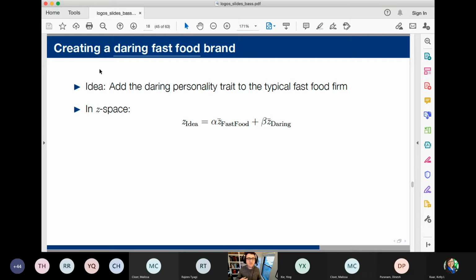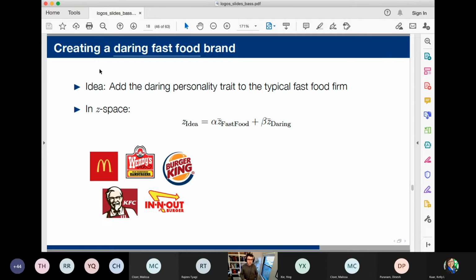And how do, for instance, the suggested logo features change as I add increasing amounts of the essence of daringness to the essence of fast food? So just to remind you, for a bunch of fast food firms here, we took basically these firms and averaged their vectors together. Not all of these firms are here, like In-N-Out is not in our data, for instance, but firms like these, averaged together to come up with an average fast food representation.